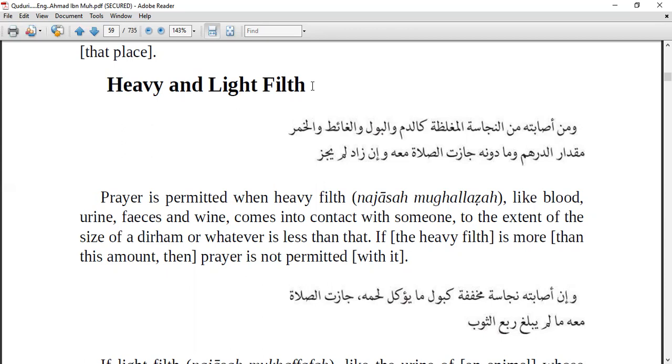One other way is by burning something, or metamorphosis, what's known as istihala. What happens is something leaves its original reality to change into something completely different. So if you burn something, for example, it changes its physical and chemical properties, it changes its name as well. So that's an example of istihala. When something changes completely, then it might become pure.